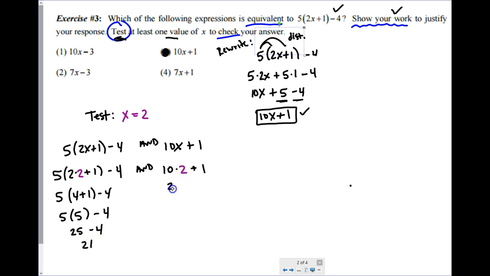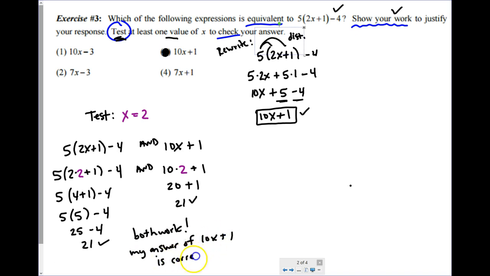What's 10 times 2? 20. And what's 20 plus 1? Awesome. They both work. So my answer of 10x plus 1 is correct.